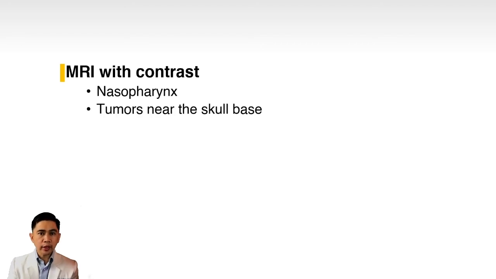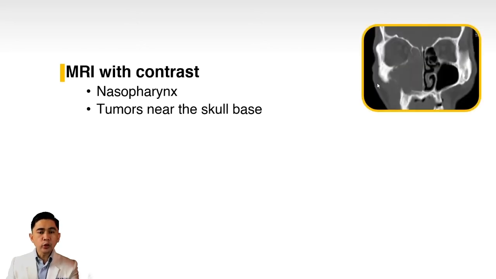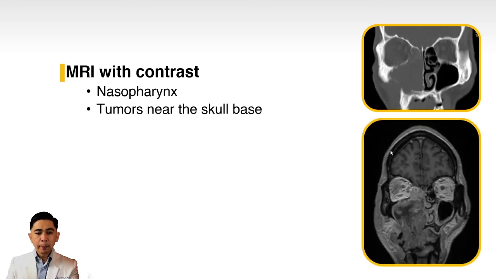MRI with contrast is usually considered when we are dealing with tumors of the nasopharynx or tumors near the skull base, which includes a nasal cavity tumor or a sinonasal tumor. This is an example of a tumor found in the right nasal cavity, and this is a CT scan with contrast. You'd assume that the tumor is just confined in the nasal cavity. But on MRI, you can see that the tumor already invaded the soft tissue near the orbit and also the skull base. So this gives you more information. As long as it's near the skull base, MRI should be considered.